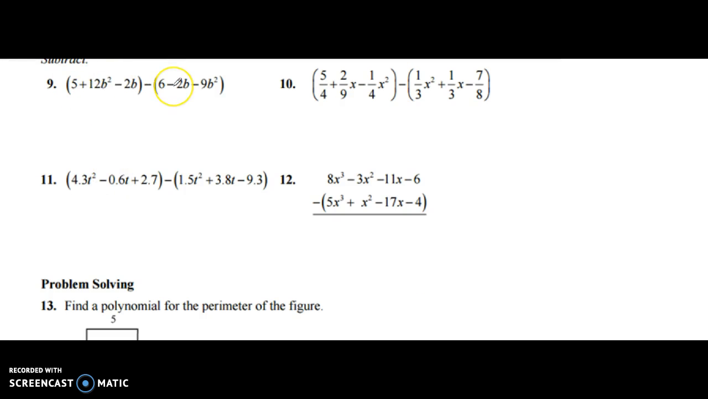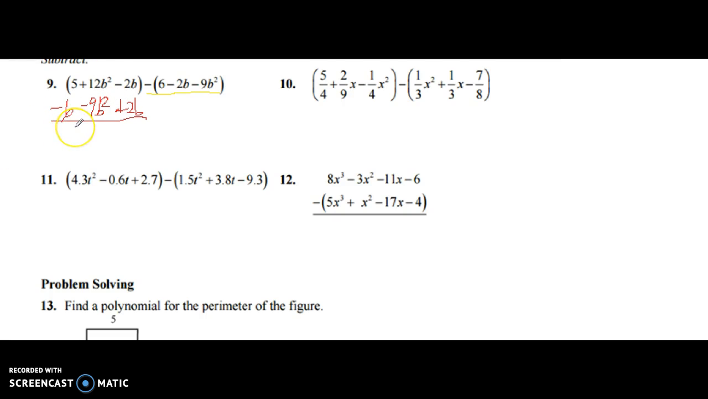Okay, so for the subtraction, remember the biggest, most important part is to change all the signs of the second polynomial. So if I'm going to stack underneath here, this would say minus 6. I'm going to make sure I match them up, plus 2b and minus 9b squared. Notice I matched up the exponents so that I have my like terms.